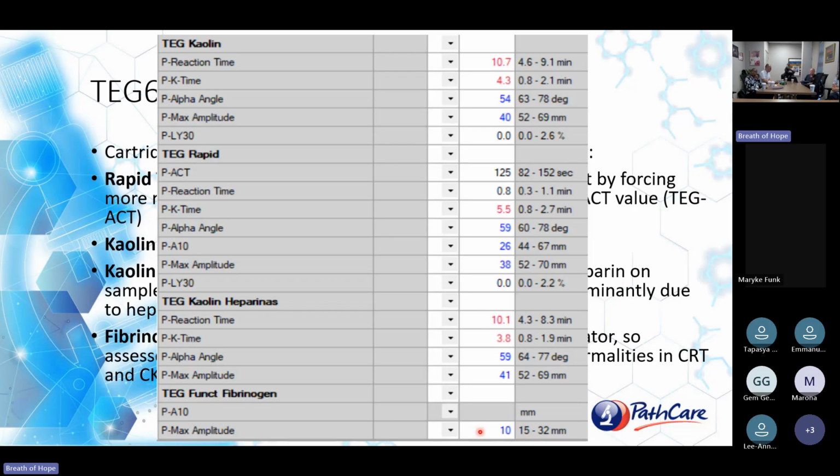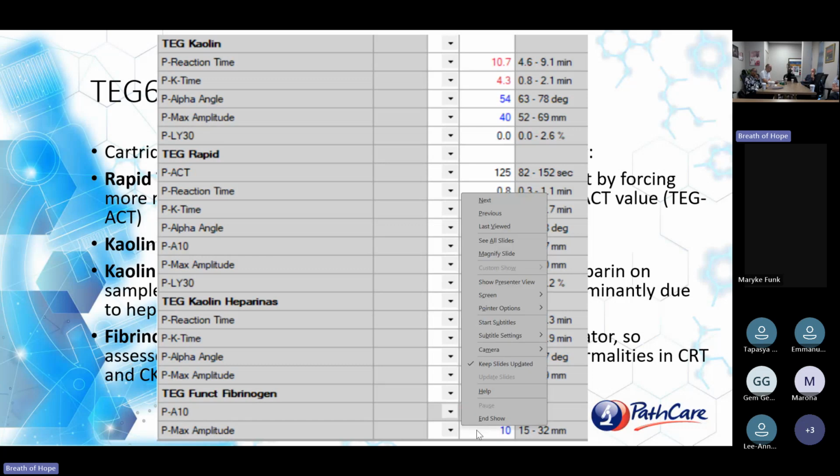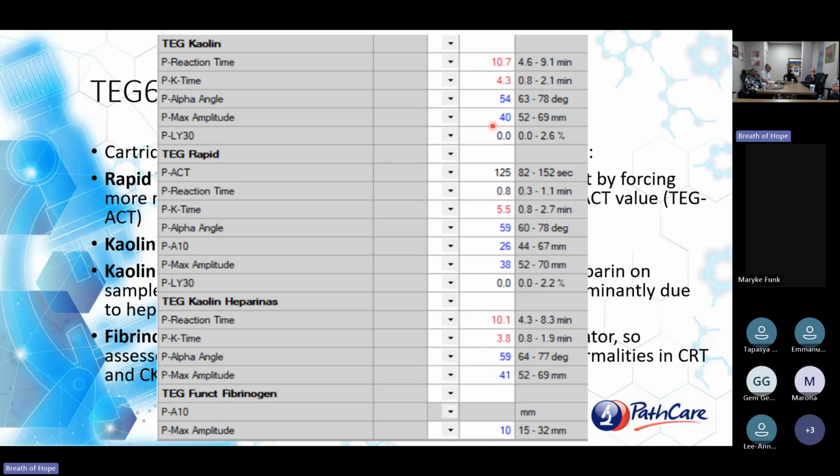I need to fix this patient's fibrinogen levels first before I think of giving the patient platelets. In any case, platelets without fibrinogen is going to just be a placebo effect. So based on this TEG, I would focus on giving fibrinogen and possibly an FFP.